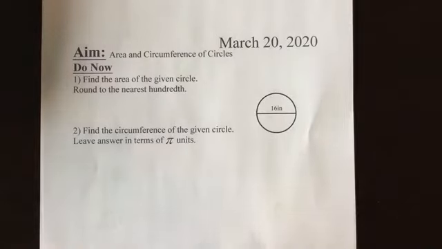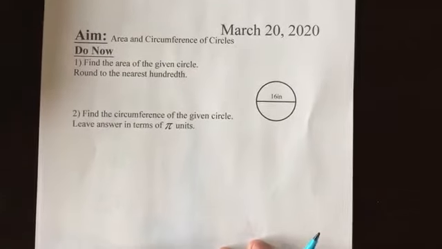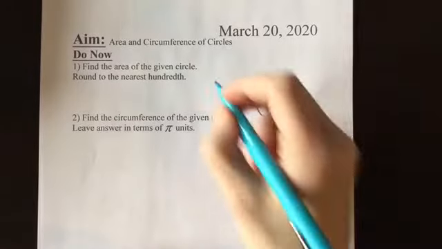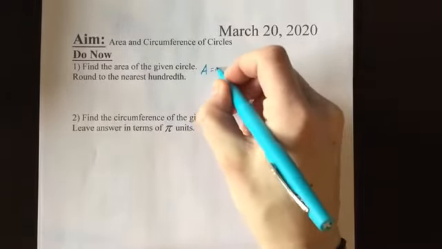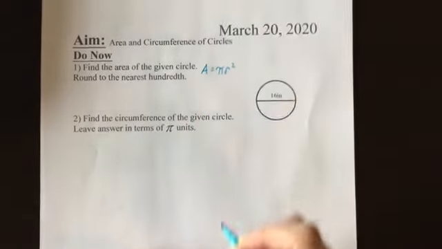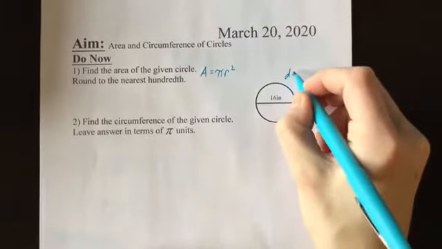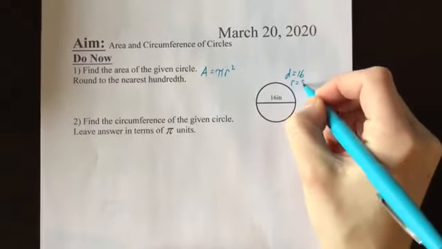All right, so circles again, day 2. Let's start with our do now. We're going to take a look at this circle here. I can see the diameter is 16 inches. We are going to find the area of the circle. I know area is equal to pi r squared, apple pie, πr². Our diameter is 16, which must mean that our radius is 8.